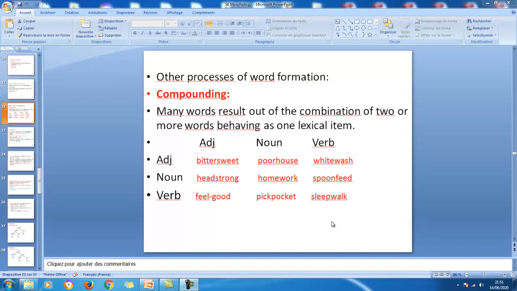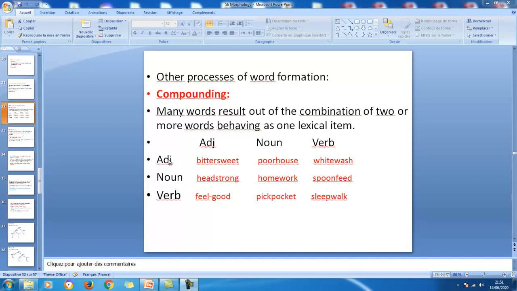Welcome to this third part of the morphology, and we begin with one of the best-known processes by which we produce new words. This process is compounding. Of course, in compounding we have cases of words that are produced out of the combination of two or more words. Here we have different combinations.